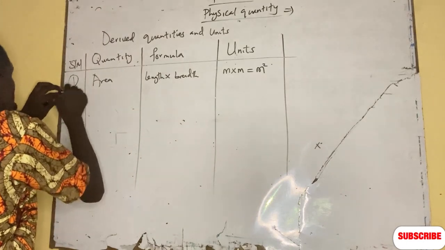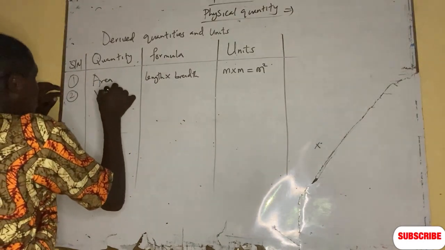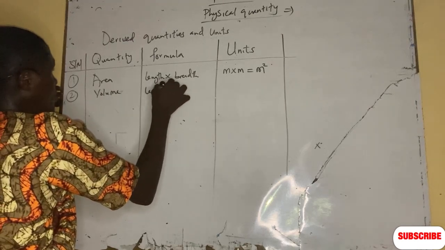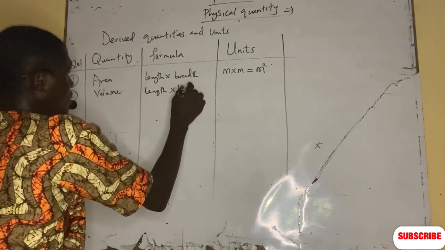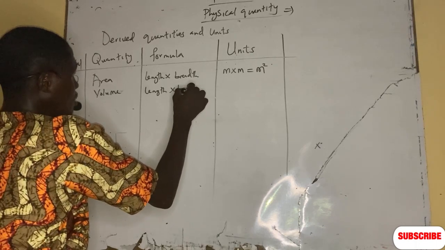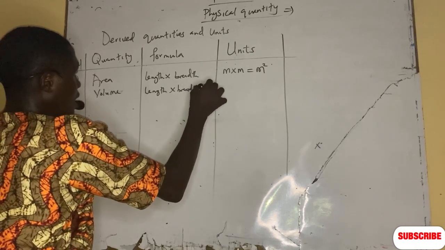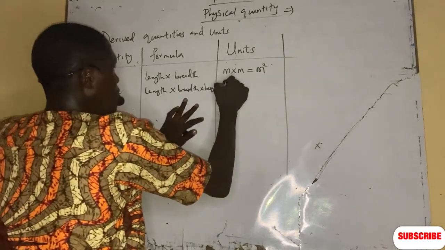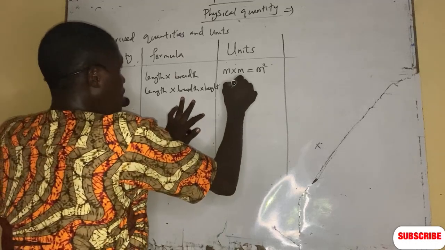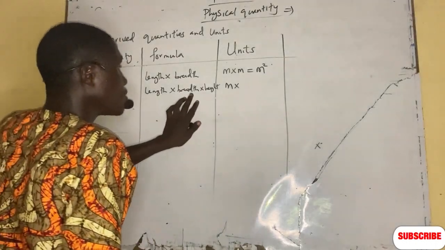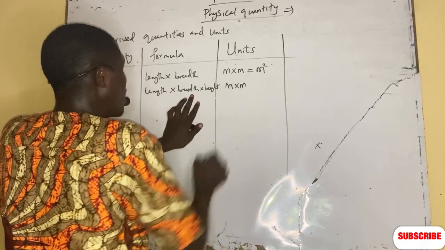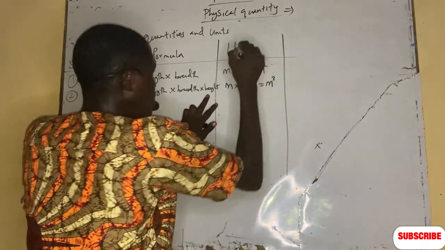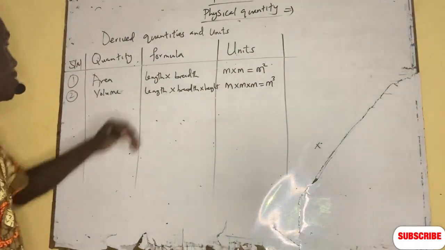Now, number two is volume. Volume, known as V, is length times breadth times height. The SI unit of length is meter, the SI unit of breadth is also meter, and the SI unit of height is also meter. So we have meter cubed. That's the unit: meter cubed.